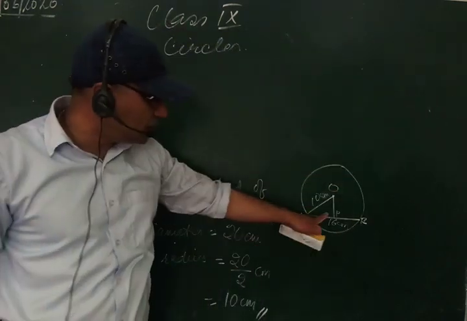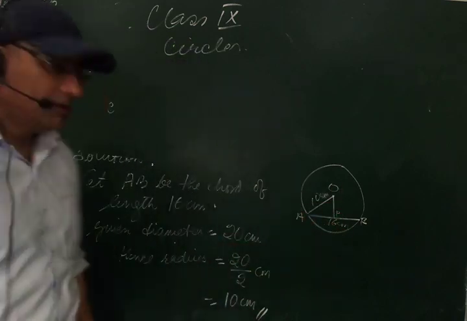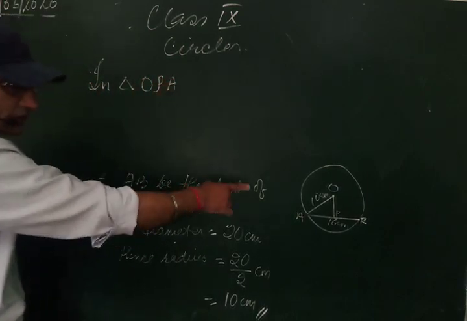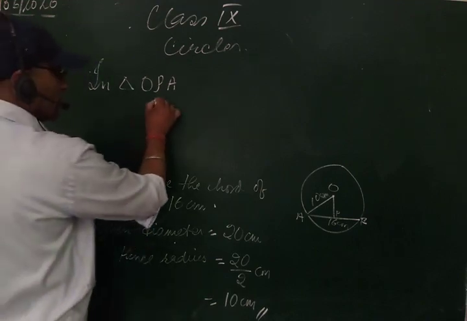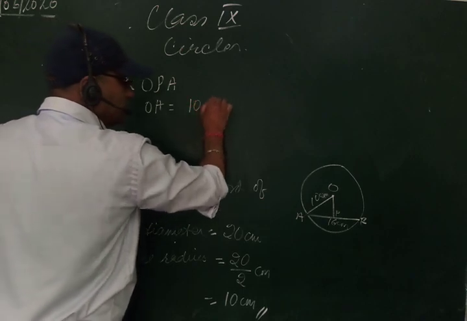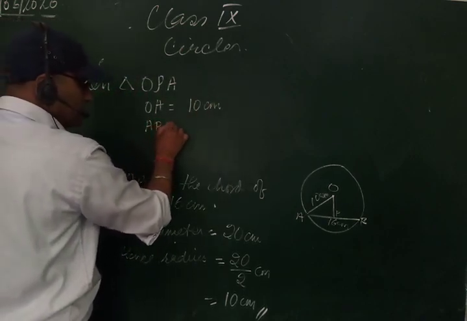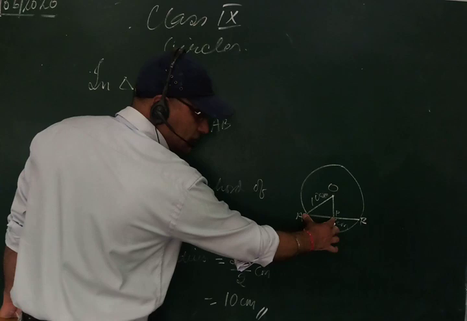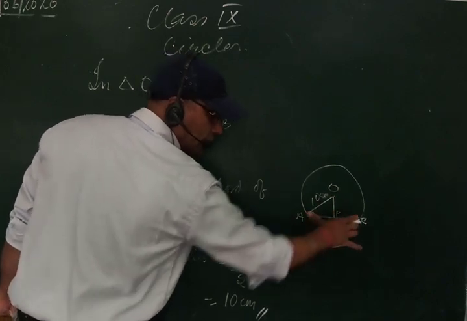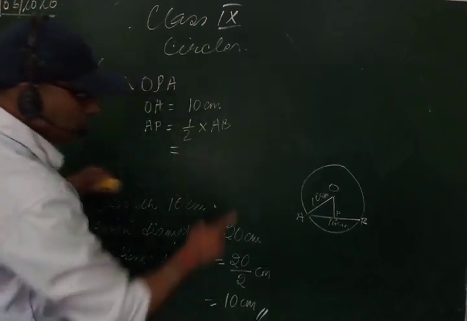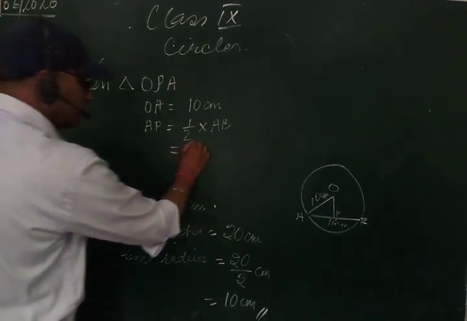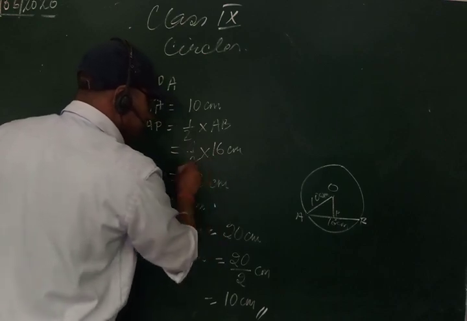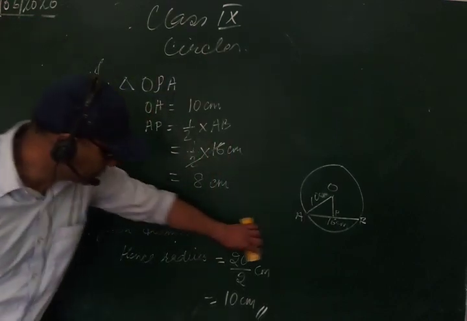Now here, what has been formed is a right-angled triangle, OPA. Now, in right angle triangle OPA, OA is equal to 10 centimeters, we know. AP is equal to half of AB, because we need to take only the value of AP. Yes, in this triangle, only AP has to be taken, but we know the value of AB. So, from AB, we're going to find the value of AP. So, half of AB means half into 16 centimeters. That means this is 8 centimeters. Therefore, AP is 8 centimeters.